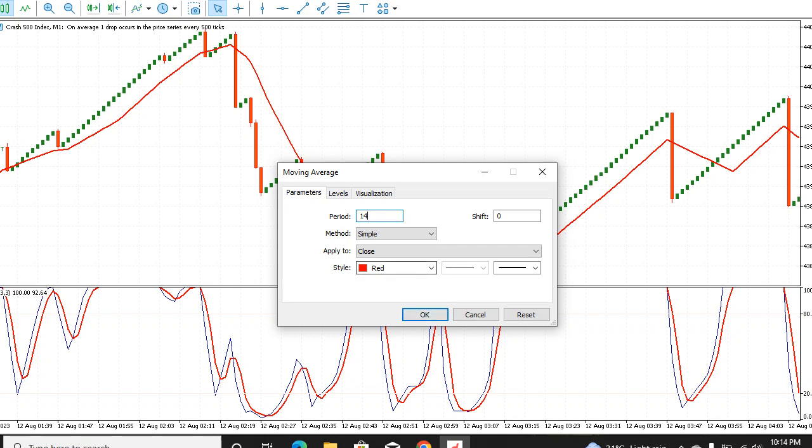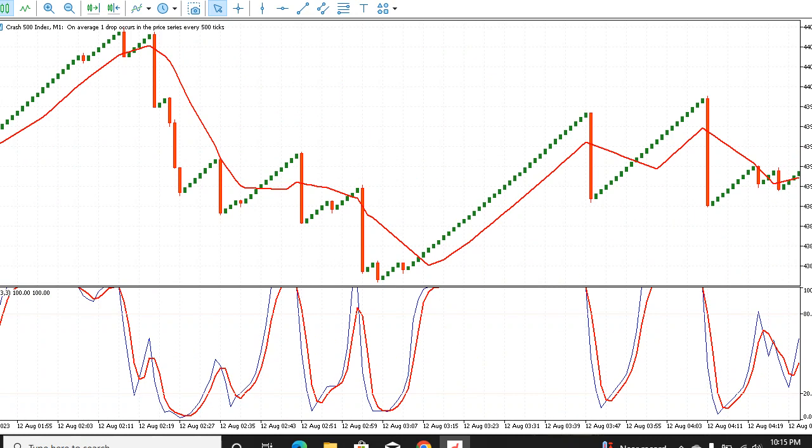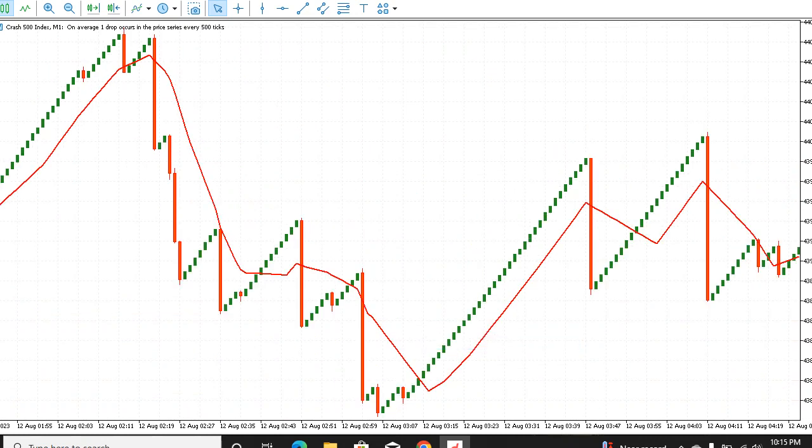All right, this is moving average 14, and here we'll be using the simple method, no longer exponential, because I want you to see something different and make a very huge difference in this market today. So moving average 14, apply to close, simple method and shift 0. This is what we have here, and this red line you are seeing here, I will remove it completely.